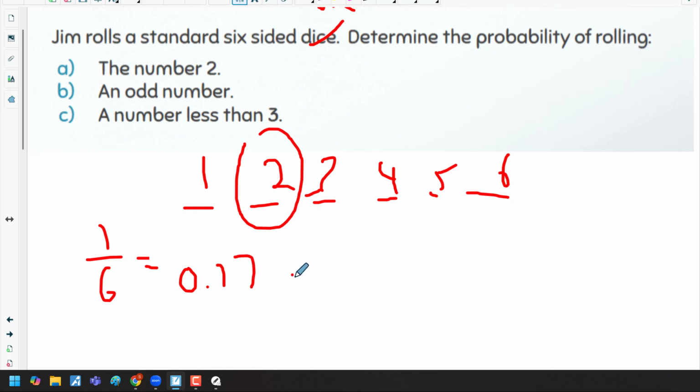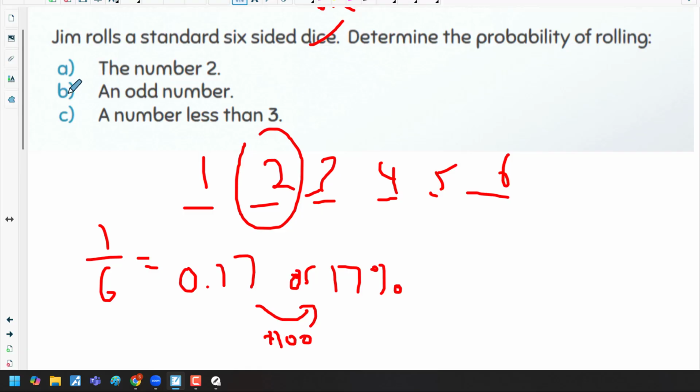So we're just going to round that up to 0.17. Or you can write it as a percentage, which is 17%. Remember, to go from a decimal to a percent, you just times it by 100. That's it. So 3 ways of writing it: fraction, decimal, percent.